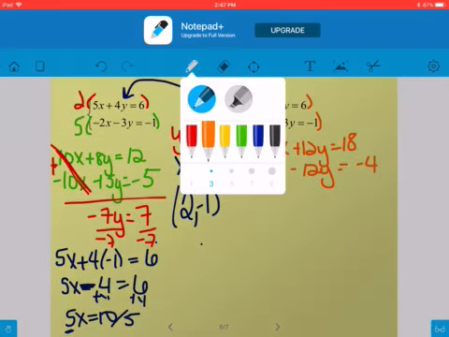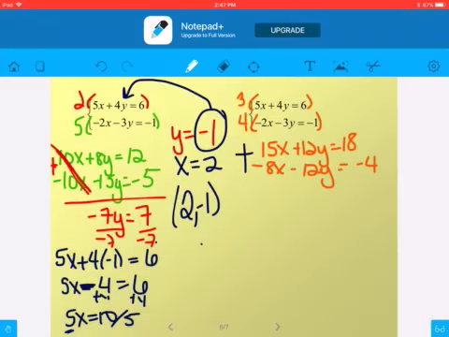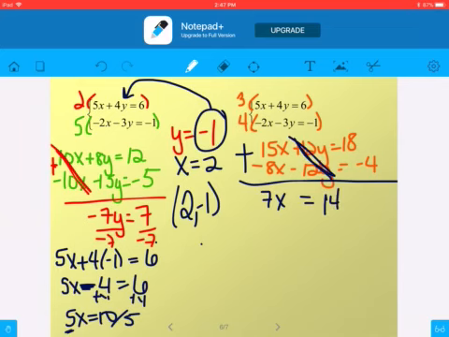Okay, make it a big addition problem. So 15x plus -8x is 7x. 12y plus -12y is gone, and that equals 18 plus -4, which would be 14. Divide by 7, so I get that x equals 2, which we said we would get in the other way that we solved it as well.